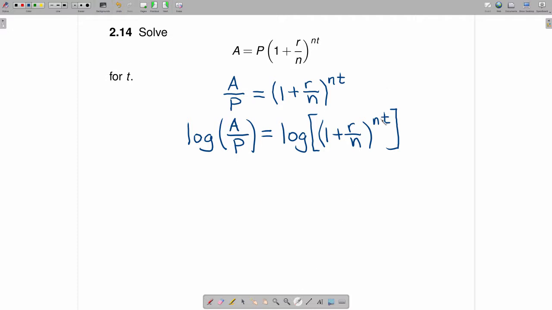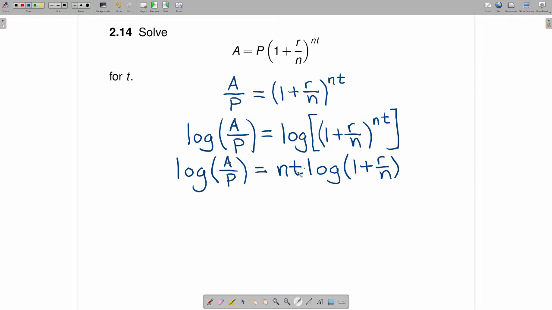One of the laws of logarithms says that whenever you have the log of some quantity raised to a power, that power can be brought down in front of the logarithm. And I'm going to apply that now. So nothing happens to the left-hand side. What happens to the right-hand side is that NT is brought down in front of the logarithm in this fashion.